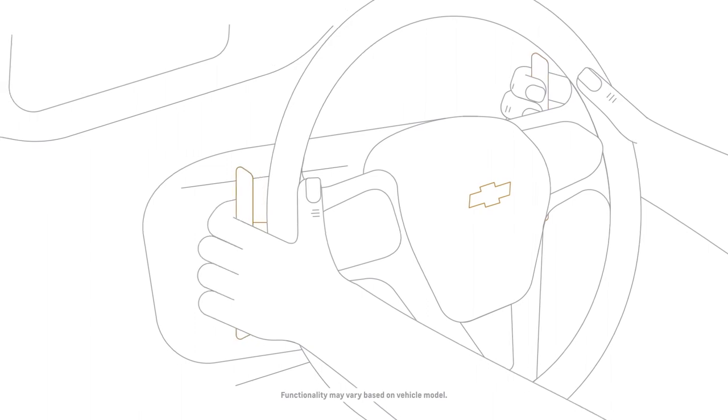If your vehicle is equipped with manual, you can use the steering wheel paddles to switch gears. Pull the right paddle to select a higher gear and the left paddle to select a lower gear.